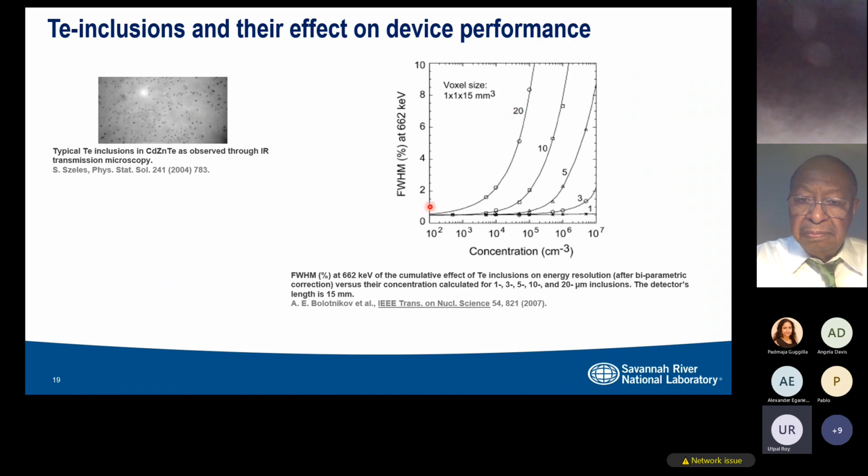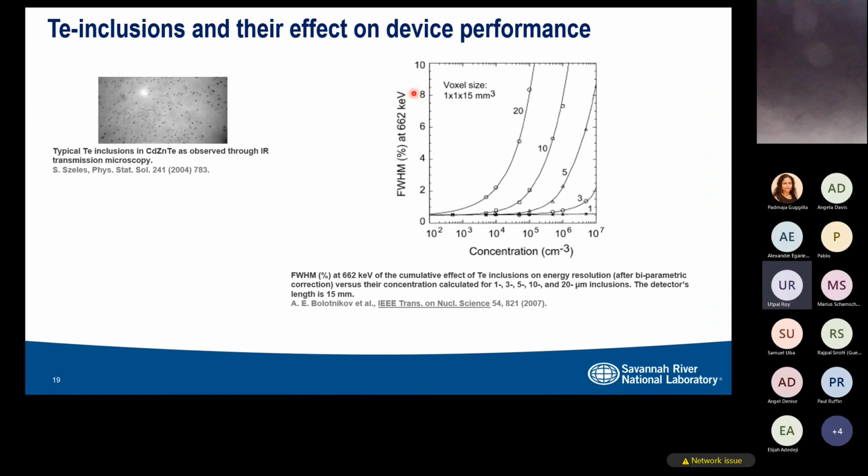So that means what? If you want a 1% resolution, you can probably take 10 to the power 3 per centimeter cube, 20 micron, maybe 5 times 10 to the power 4, 10 micron diameter, and so on. So once it crosses those values, your resolution gets worse and worse. So this is the direct impact of tellurium concentration on the energy resolution of the detectors.